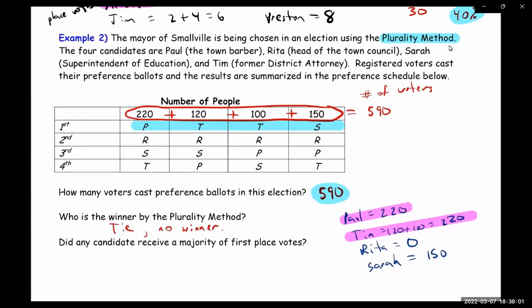All right, did any candidate receive a majority of first place votes? Did anyone get a majority? No, because it was a tie. Yeah, because majority would have been 220, if anybody, 220 out of 590, which is 0.37, which is 37%. So no.